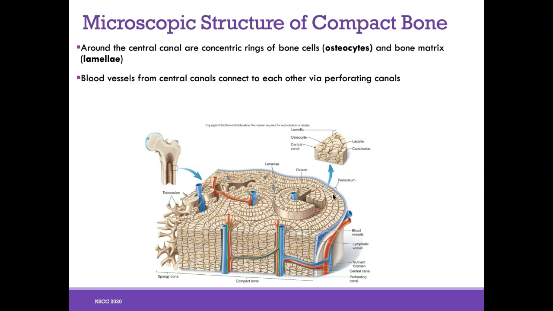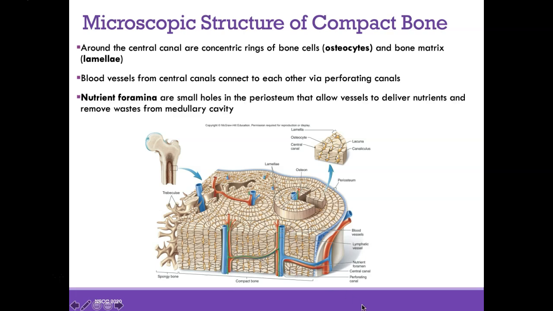And we said that blood vessels go through each central canal, but they also can connect to neighboring osteons via perforating canals. So here you can see here's one osteon and here's another osteon, but these perforating canals can go from one central canal to another. In addition, there are also small holes in the outside of the bone through the periosteum that allow blood vessels to deliver nutrients and remove wastes from the medullary cavity. So we need the bloodstream to have a way inside of the deepest part of the bone, right? Even in the spongy bone.